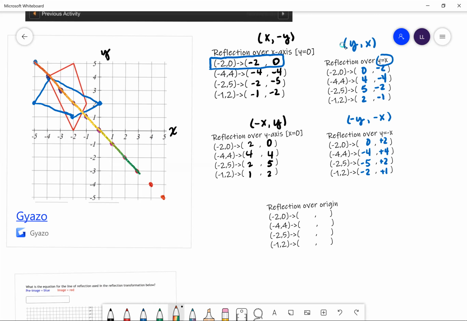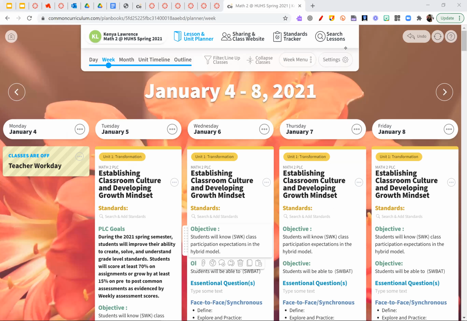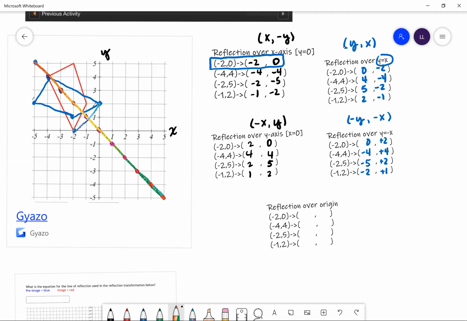And as you can see, the points are still the same distance away, right? So this is still the same distance away as that, right? And even though it overlaps, this blue part over here is still the same distance away from this line as the red is from that line, the line of reflection. So this is the line y equals negative x.